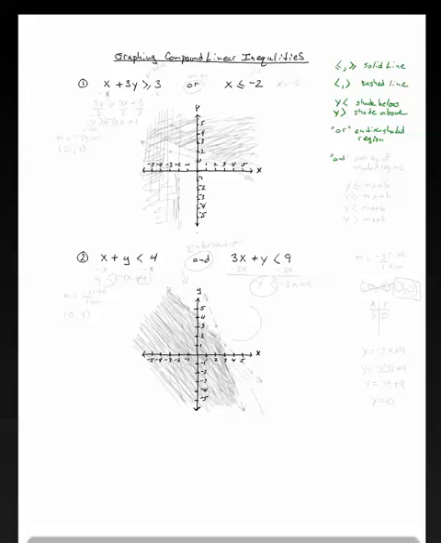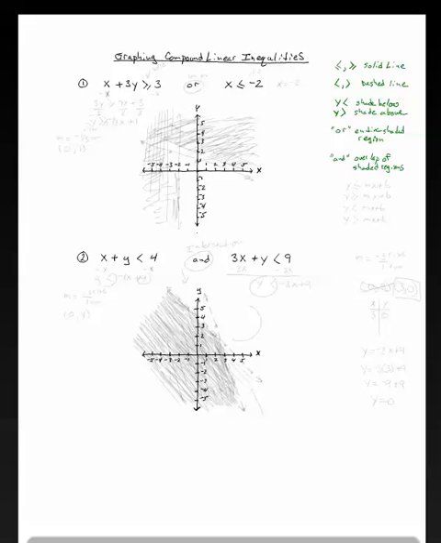We can also have and statements, which are the intersection, and this is where we just want the overlap of the shaded regions. So I'll say overlap of shaded regions. Alright, so with all that in mind, we'll go ahead and get started.